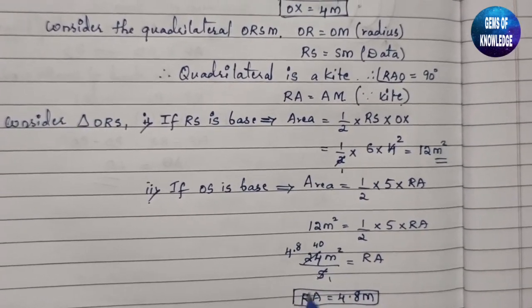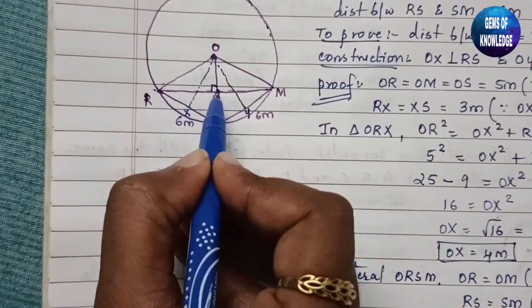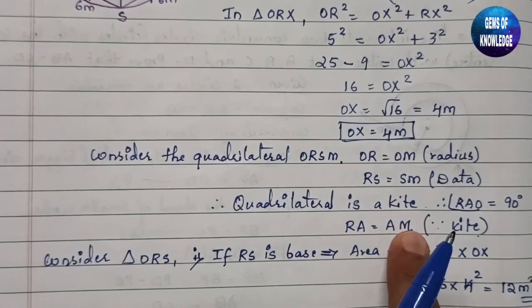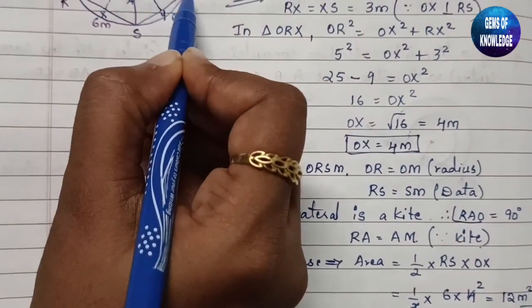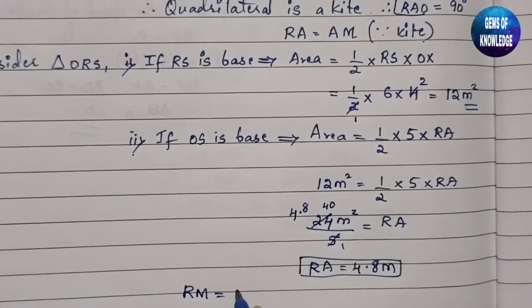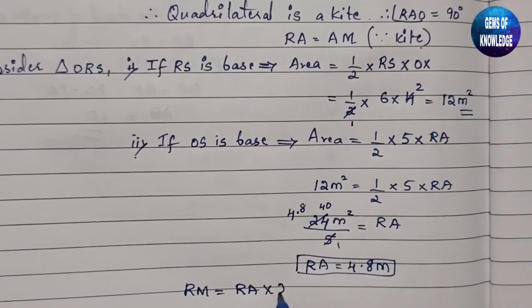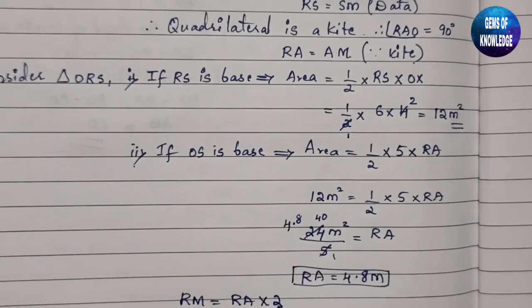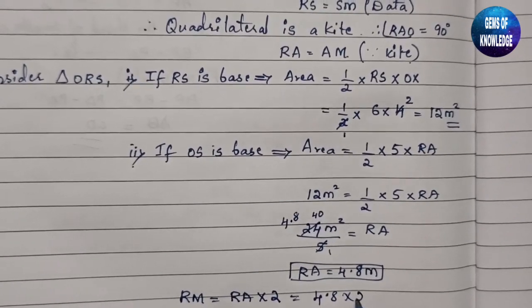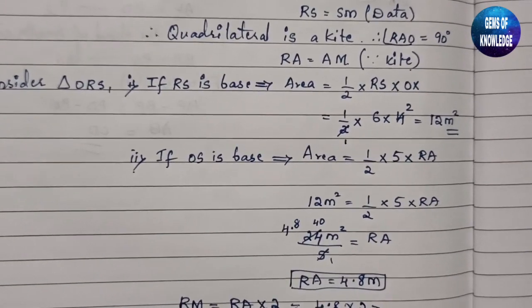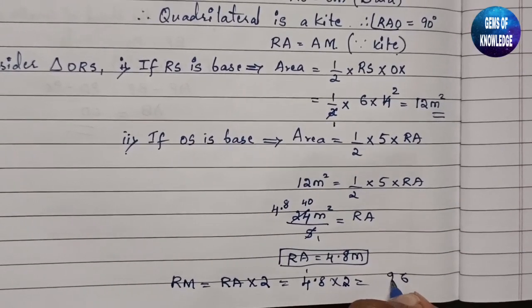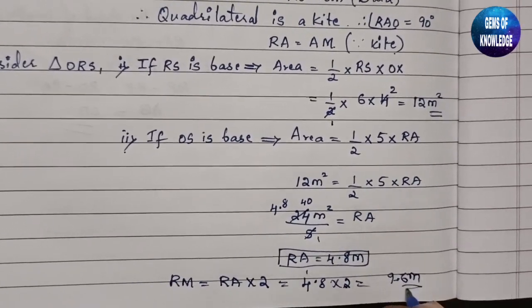Okay. So just see, we got the value for RA. Now this RA is equal to AM. We have written somewhere, as you can see, RA is equal to AM. So totally you can write RM is equal to RA into 2 times. Since RA is equal to AM, you can write both as 2 times. So 4.8 into 2 is equal to, if you multiply, 2 8s are 16, 6 and 1 carry. So 2 4s are 8 plus 1 is 9. 9.6 meter you are getting.